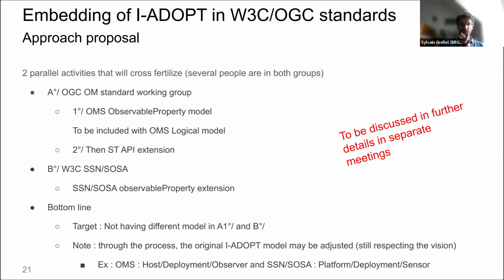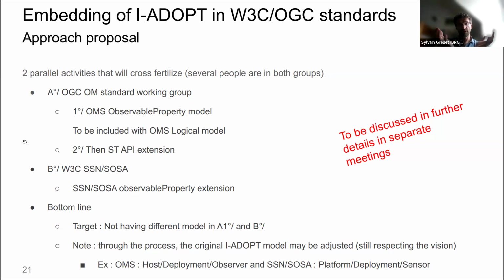There is security here that several of us are involved in OMS and O&M related work and sensor things and SSN as well. So obviously we try not to be schizophrenic and propose different modeling artifacts. So one thread would be through the OGC O&M standard working group to have work on an OMS observable property model, including I ADOPT, so within the OMS logical model. And when it's clear, we propose that as an extension of SensorThings, because if you remember, SensorThings implements OMS. On the other side, there are discussions on how to handle observable property description in SSN SOSA as well.